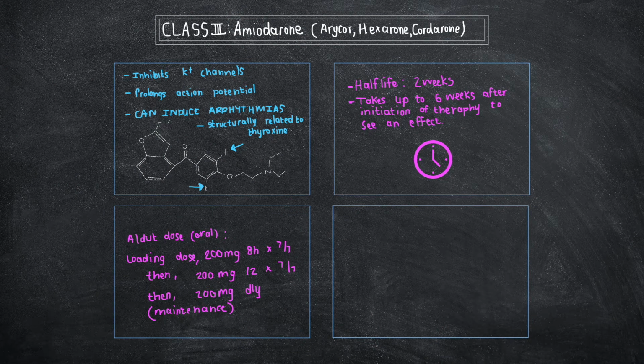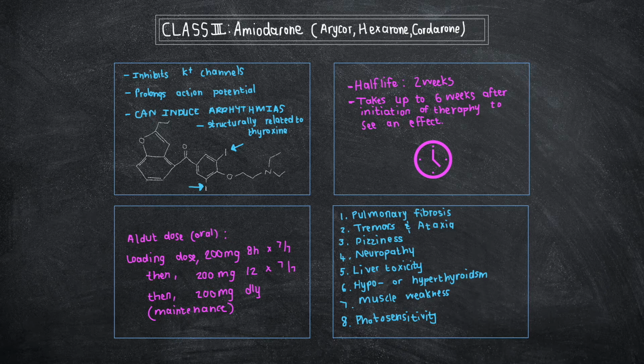The side effects include pulmonary fibrosis, which means scarring of the lung tissue, and ataxia. Dizziness, neuropathy. Also, it causes liver toxicity. It has an influence on your thyroid. It can cause muscle weakness and also photosensitivity.